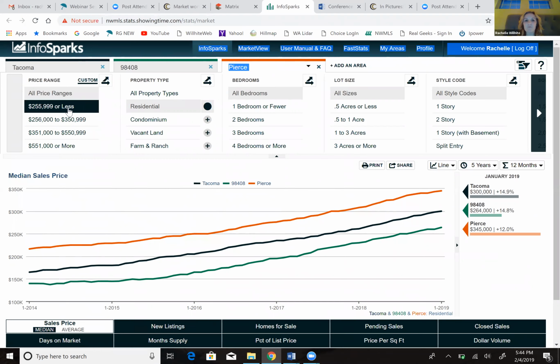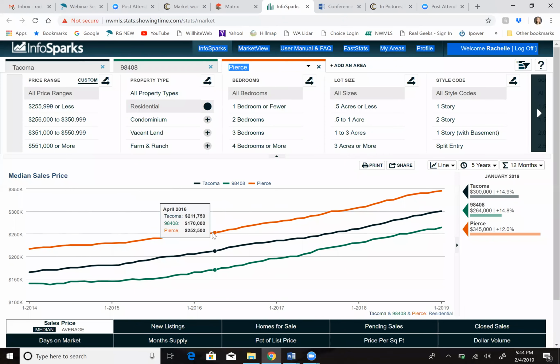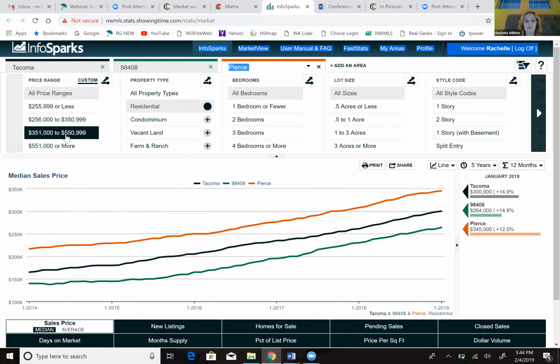I wanted the fast-moving stuff, which is the 255 or less. I want the next segment, which is 256 to 351, then roughly 351 to 550, and then 551 or more. And I clicked on custom and made my segments. I didn't rely on the computer to do that. I customized it, and then I can look at my graph and be more strategic, and explain it to my people better than if I were to just let the system calculate it for me right here.